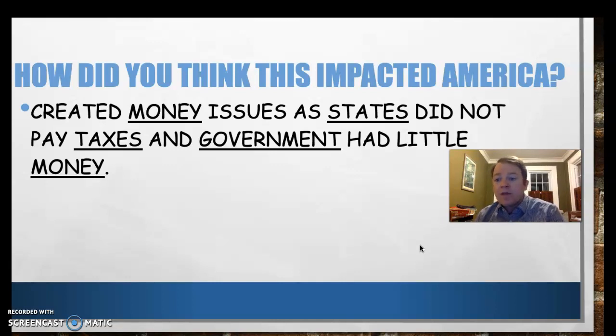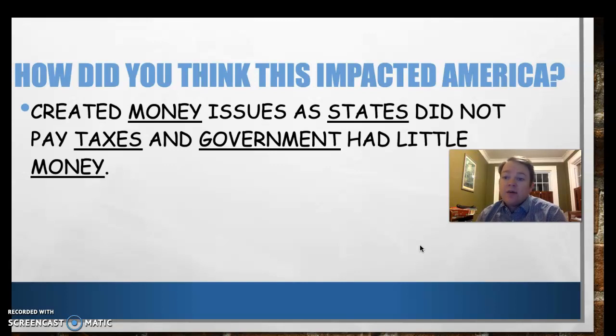Today, in our government, does the national government have a way to make states and people pay their taxes? Absolutely. They have legal ways to do it. They have financial ways to do it. And we can talk about whether that's fair or unfair today, but that's kind of beside the point. The main point here is that a direct result of not paying taxes was the government did not have a lot of money.